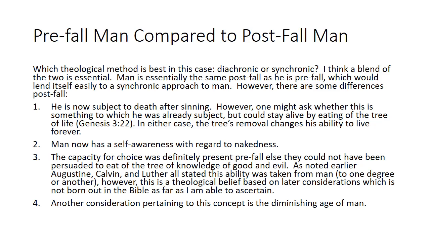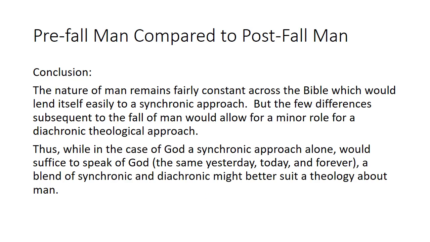Number 4, another consideration pertaining to this concept is the diminishing age of man. In other words, he starts out with these long ages, and then you come across the Old Testament after the flood, and you see these ages slowly begin to go down till you have an approximate age, sometimes listed as 70 years old, as being a good ripe old age for man.